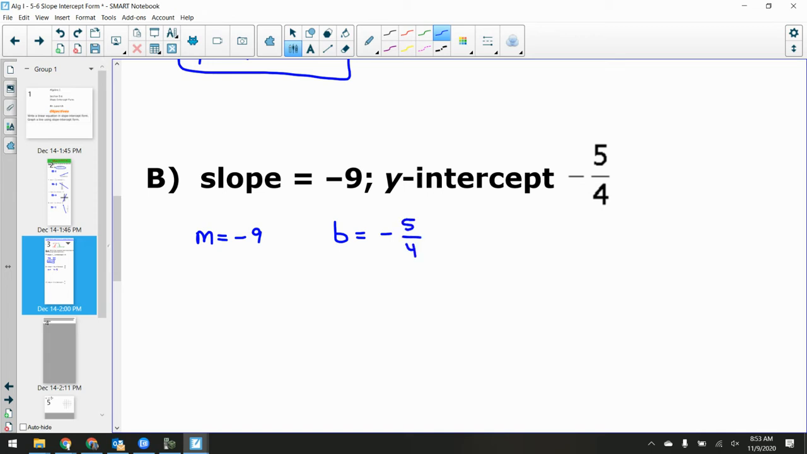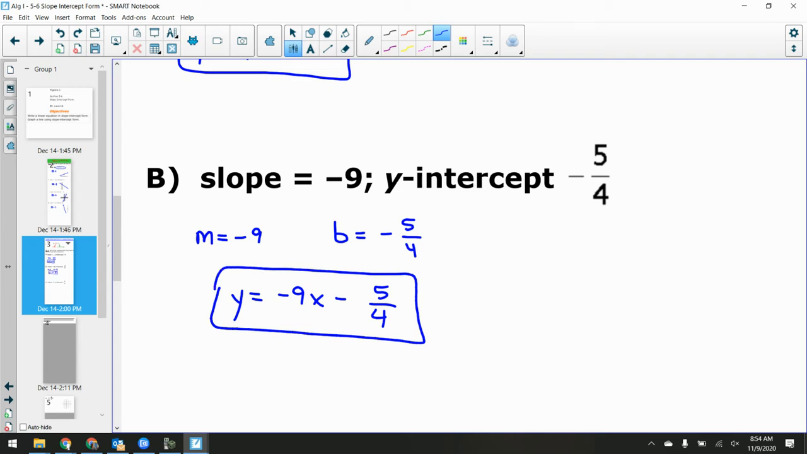This is crossing the y-axis at -1.25. Okay, so that means my equation is y is equal to -9x. And now, instead of saying plus a -5/4, let's just say minus 5/4. Okay, you do the last one then. You do C.